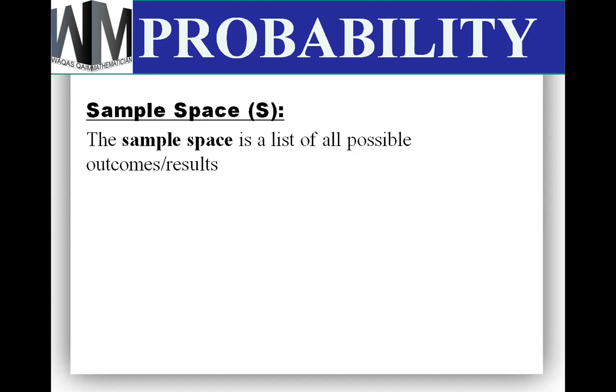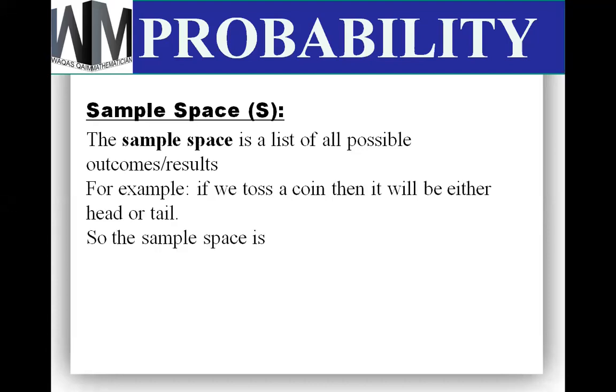Right, Sarah. Either one of them can win, tie, or the match can be cancelled due to weather. So either Pakistan can win, England can win, it could be a tie, or it could be a cancel. So the list of all these possibilities is called sample space. Like if we are going to toss a coin, then it will be either head or tail. So the list of these two possibilities will be the sample space.